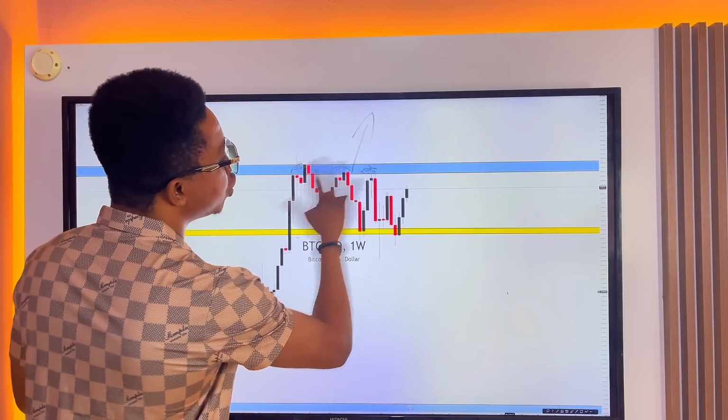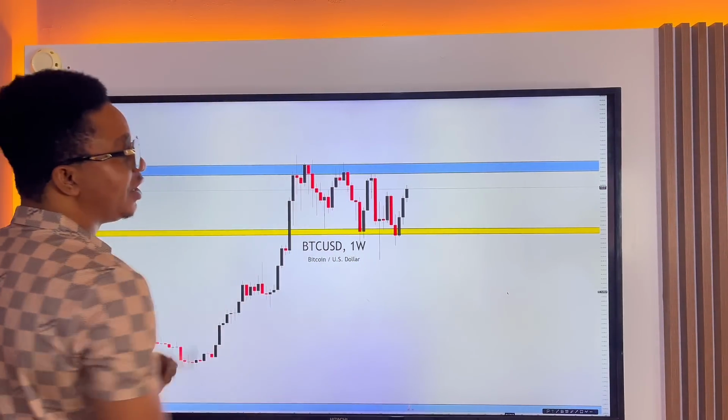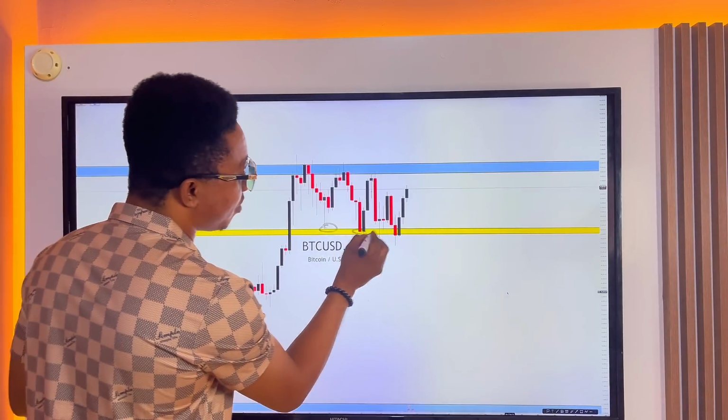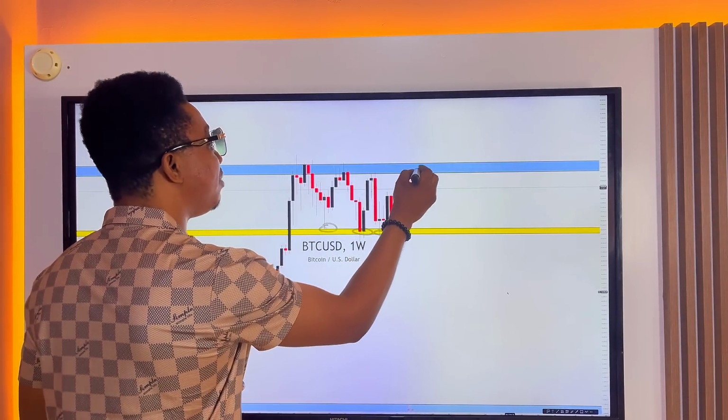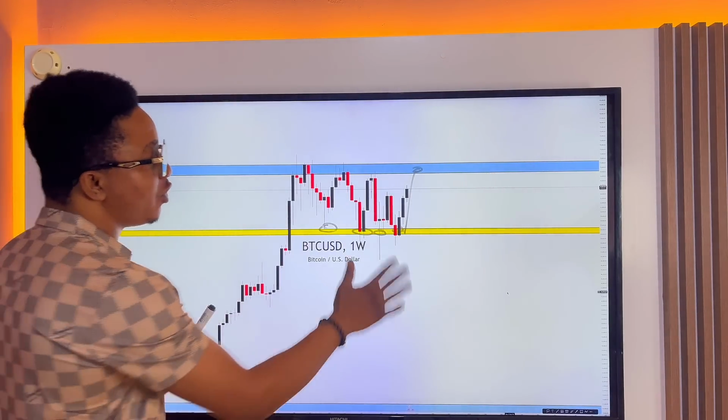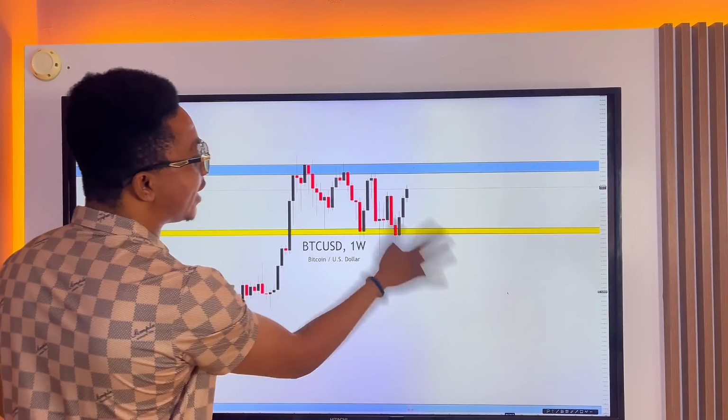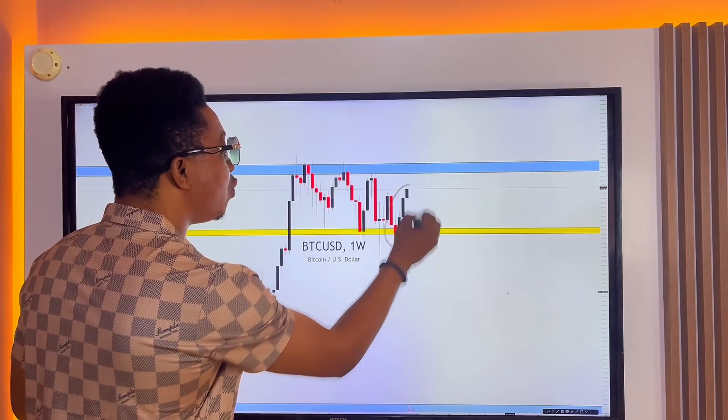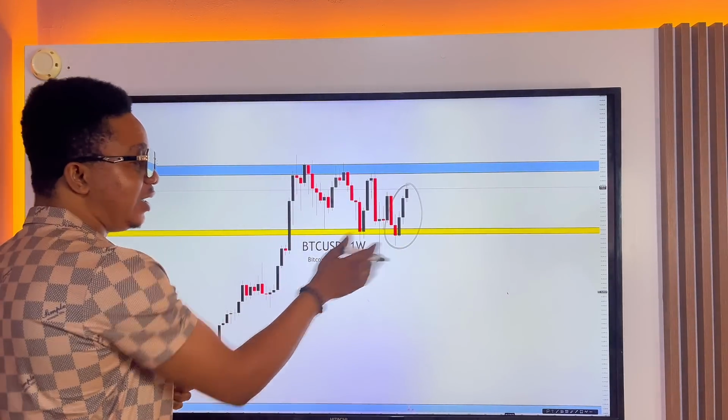A range or a consolidation period. Now, in a range of consolidation, when price is at a support level, where does it go next? It goes back to the resistance level. So if you look very closely, this whole series of bullish candles was the pin bar that we saw in the monthly time frame.